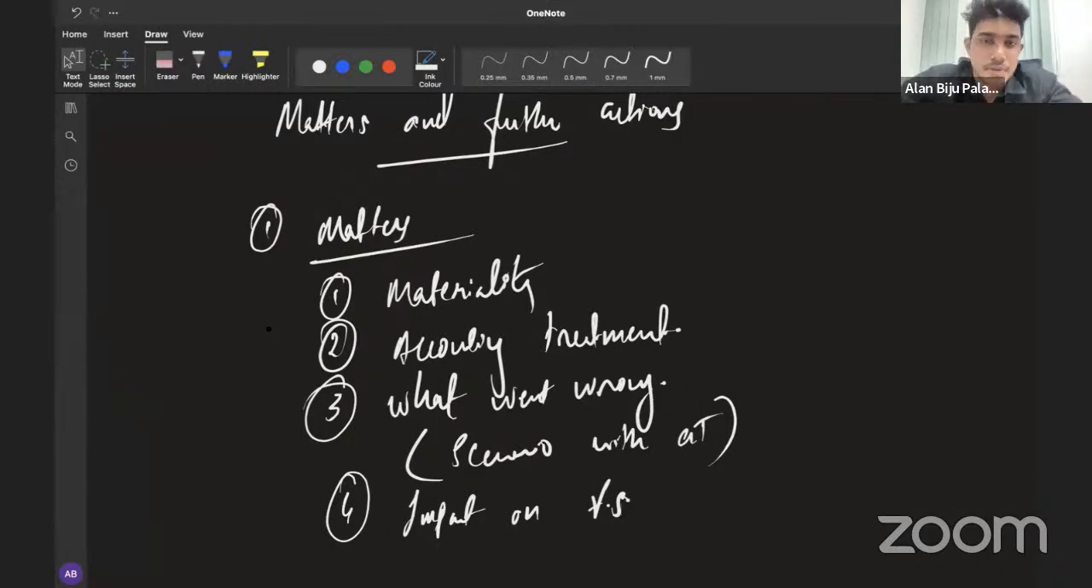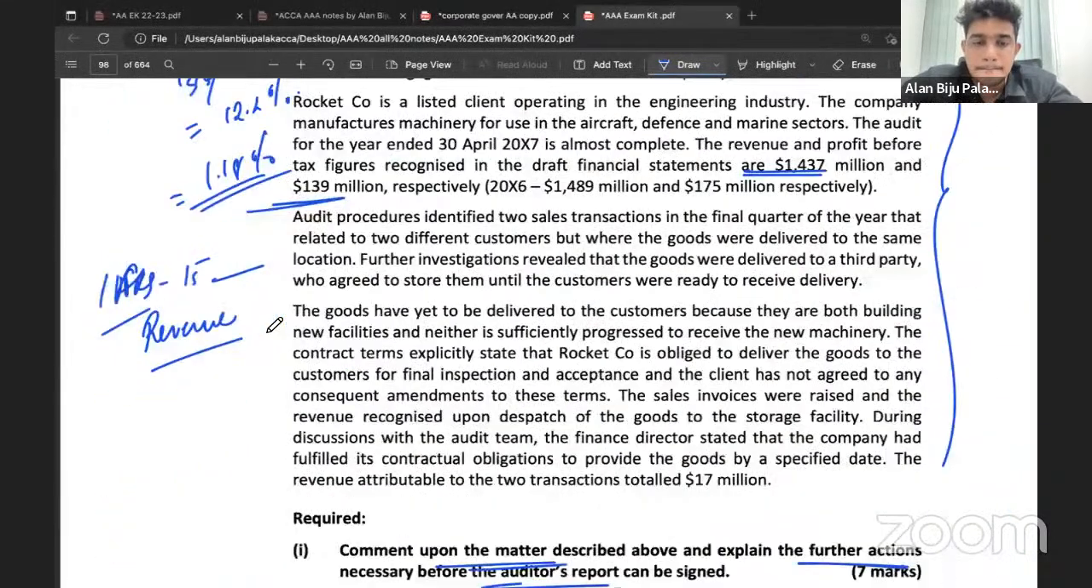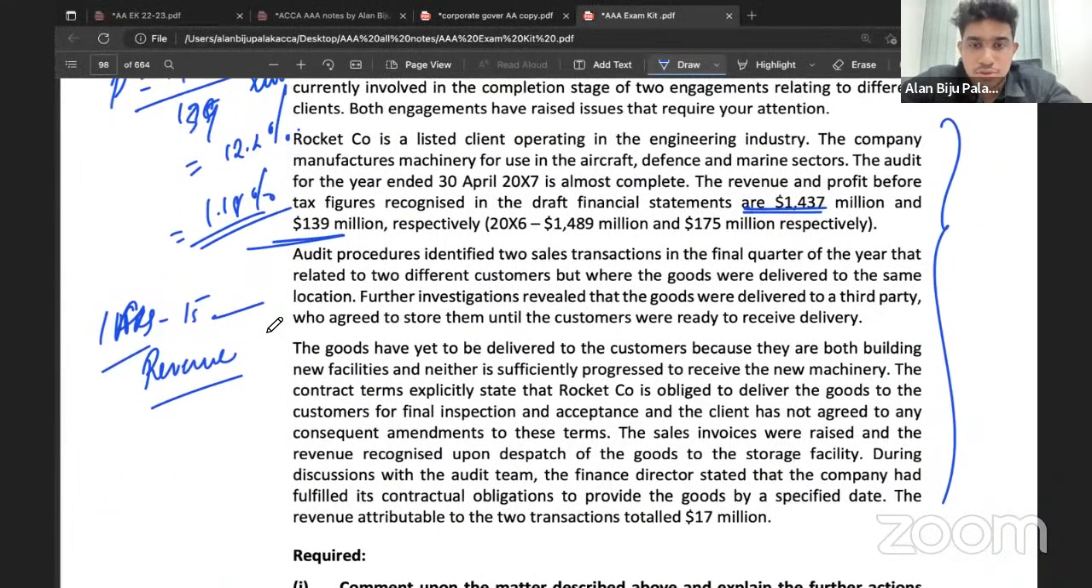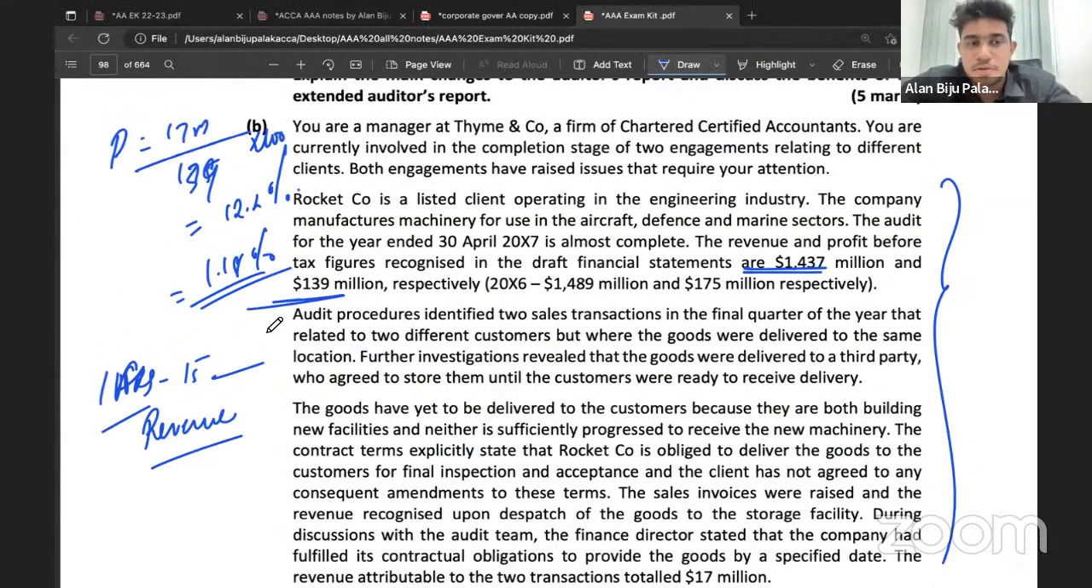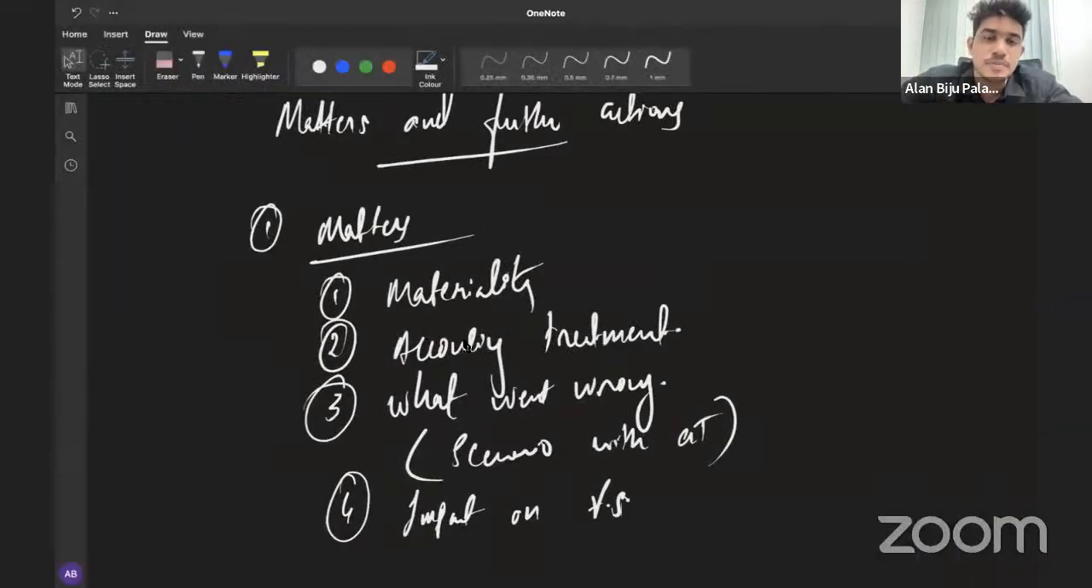The amount of revenue recognized in relation to the company's contract relating to two different customers represents 1.18% of the revenue and 12.2% of the profit of Rocket Company. Therefore, it is a material mistake. As per IFRS 15 Revenue from Contracts with Customers, revenue should be recognized only when performance obligations in relation to the contract are satisfied. Till that date, the revenue should be treated as deferred income and recognized as a liability.